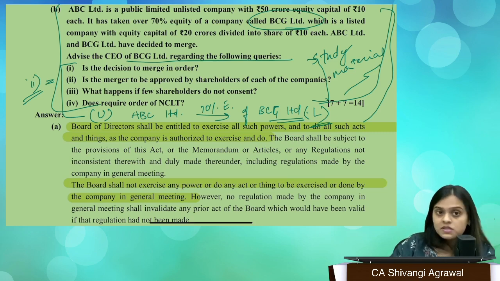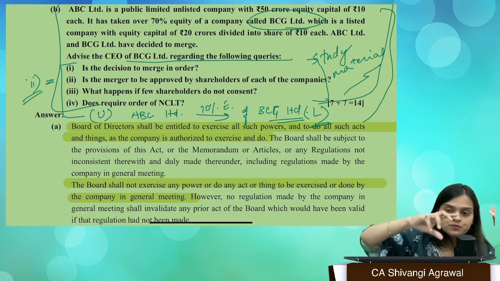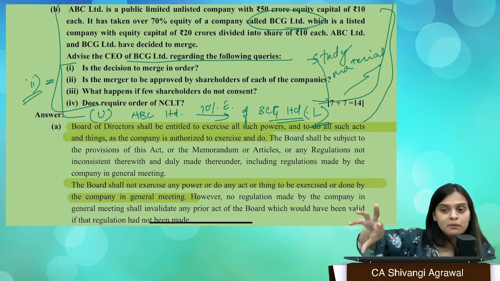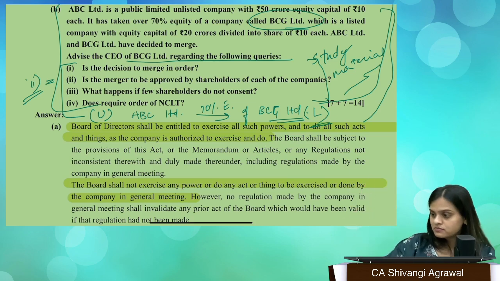The third one comes that whether the merger has to be approved by the shareholders of each of the companies. Yes, the scheme has to be approved by 3/4 majority of shareholders. 3/4 majority in number, 3/4 in value, right? Majority in number representing 3/4 in value.